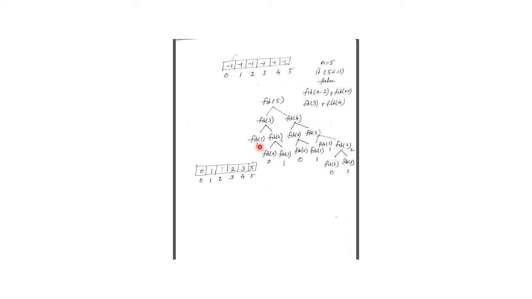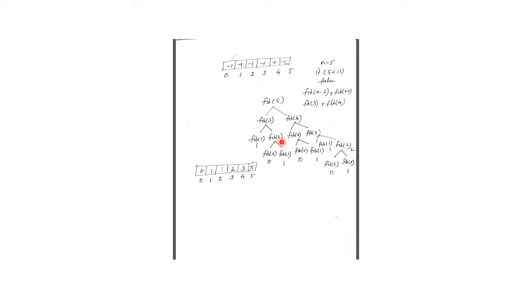Now, here FIB of 1. Go for FIB of 1. Substitute the value of n as 1. So, if 1 is less than or equal to 1, the condition is true. So, here there is no additional computation. So, the value of FIB 1 is taken as 1.